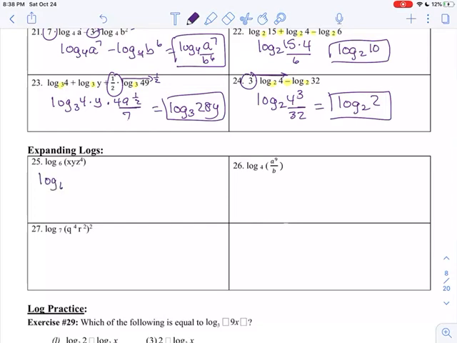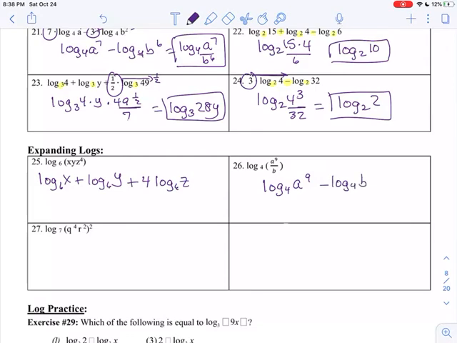All right, so there's a lot I can do with these. 25 right here, I want to expand these. So this is all multiplication, so I'm going to separate them. Log base 6 of x plus log base 6 of y. There's multiplication, but when I separate them, I'm now adding them together. And that's z to the fourth, so the 4 is going to come out in front, and it's going to be log base 6 of z. So I took something that was already combined together, and I expanded it.